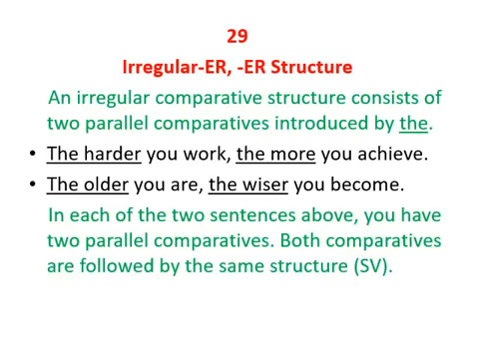Alright؟ طيب نيجي بقى لآخر skill اللي هي the irregular ER structure. طبعا انتوا عارفين ان ER ده comparative، يعني comparative structure. في بناء كده للجملة بستعمل في الcomparative. طبعا ER معناها برضو ان الكلمات الطويلة بقول more. طيب an irregular comparative structure consists of two parallel comparatives introduced by the.